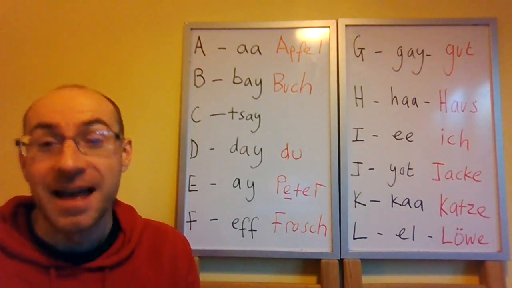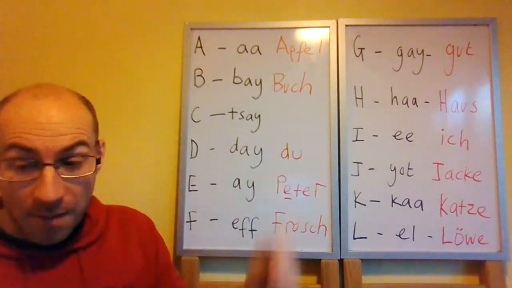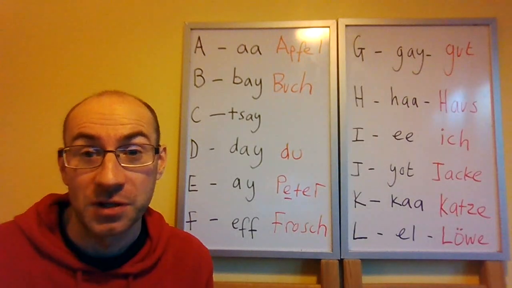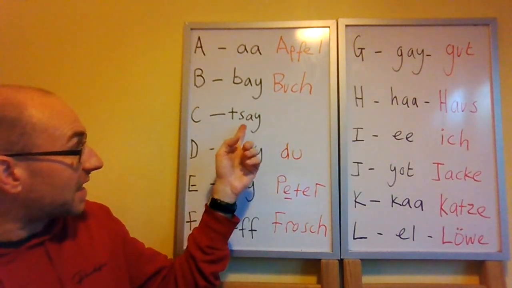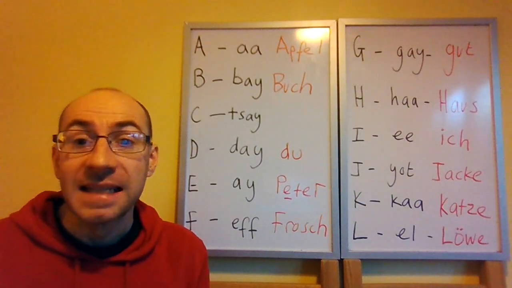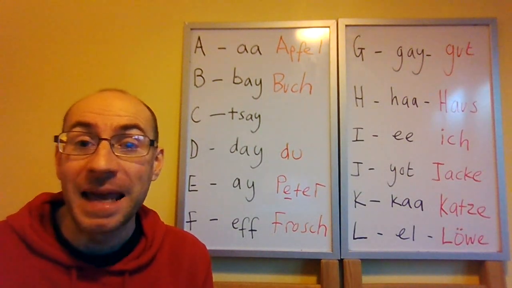Next one. B. Very similar to English. A, B. It's a B sound like the word Buch. Remember we had Buch is just a book. So A, then B. The next one is C. So it's a C. A, B, C.